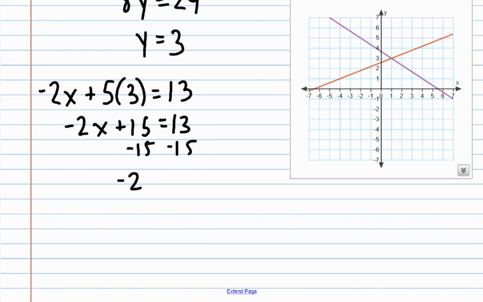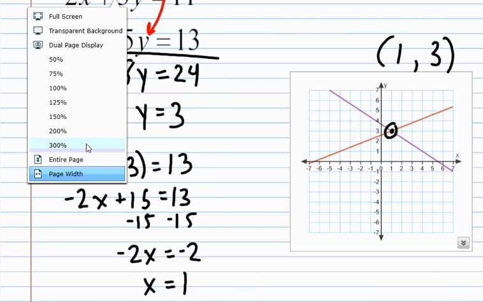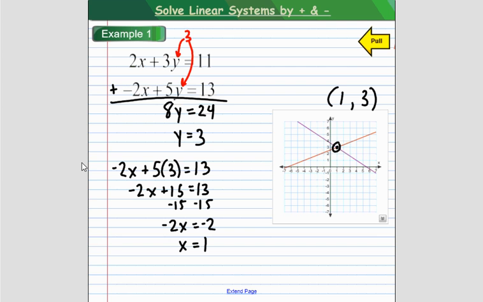I then get negative 2x equals negative 2, divide by a negative 2, and I get 1. So the x-coordinate is 1. Those two lines should be crossing at 1, 3. And indeed, they do. So that's another example of using elimination.